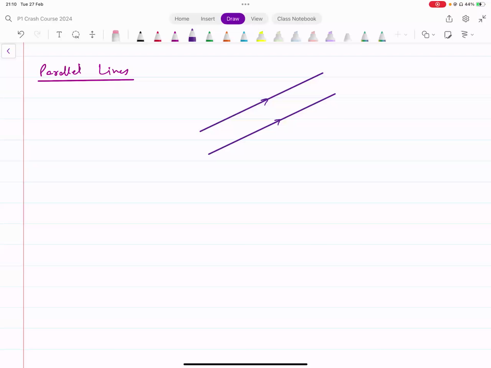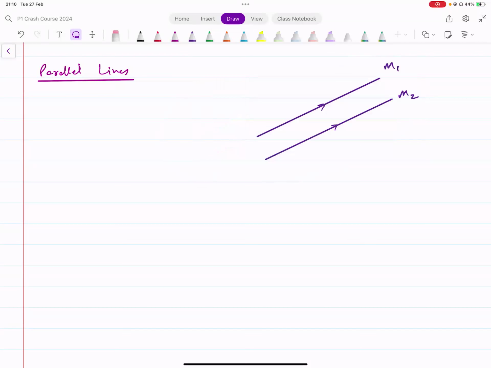Let's say the gradient of one line is m1 and the gradient of the other line is m2. Since they have the same direction and gradient represents direction, their gradients are going to be equal. So if the gradient of one line is m1, the gradient of the other line is m2, then parallel lines are going to have the same gradient. Okay. All right. Then we have perpendicular lines.